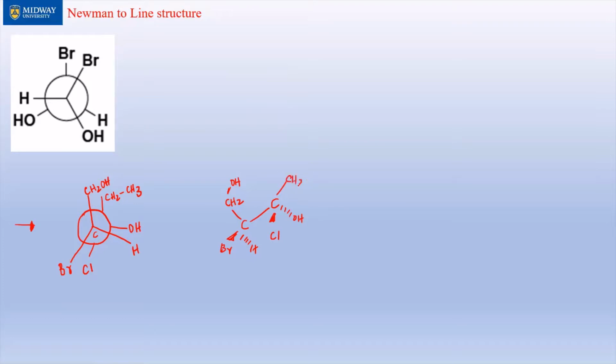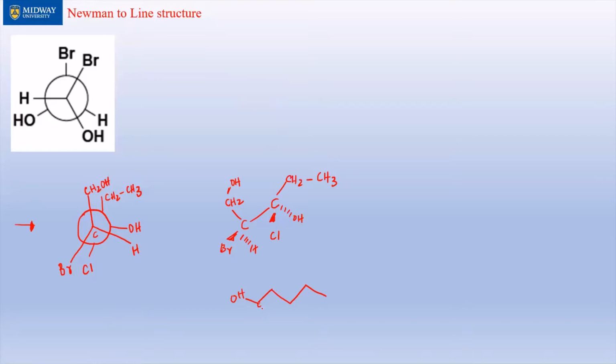CH3. Now, if you actually think about it, we're not really interested in R and S here. This is basically a line structure that you're so familiar with. So we've got 1, 2, 3, 4, 5 carbons. This has got the OH, obviously. That's the CH2.